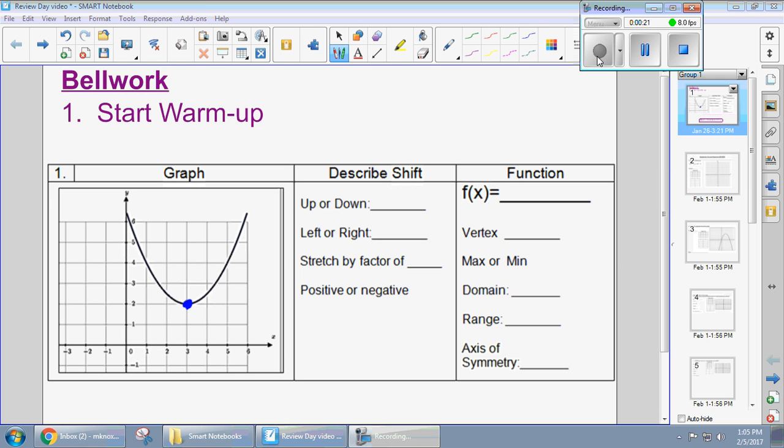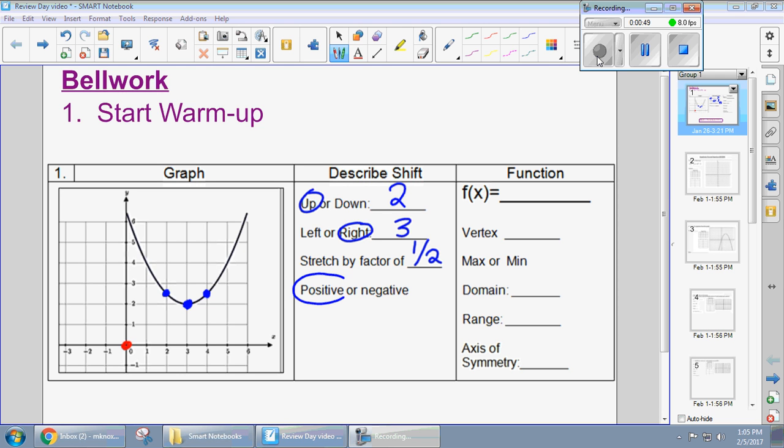So I'm going to start by checking where its vertex is. It's changed from where the original vertex is at 0, 0. So I went up 2 and I went right 3. And did I stretch? So when I go back 1, did I go up 1? No. When I go back 1, I only went up half. And when I go forward 1, I only go up half. So I stretch by a factor of 1/2.